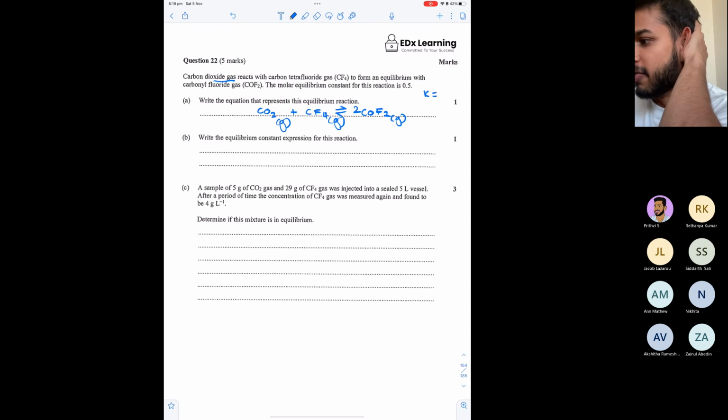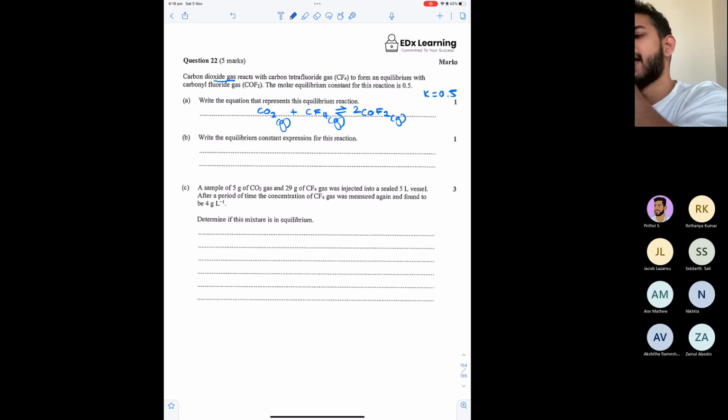K is 0.5. So what does that tell you, Anne, when you see K equals 0.5? Is that telling you the equilibrium lies to the left, to the right? To the left. Very good. Anything less than 1 means the concentrations are not equal. So completely right. It lies to the left. Good. Write the equilibrium expression for the reaction, Zainal. What would it be?